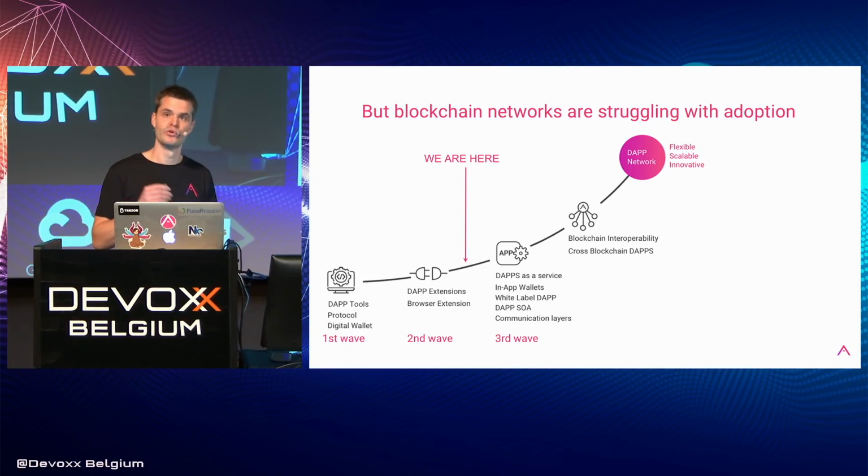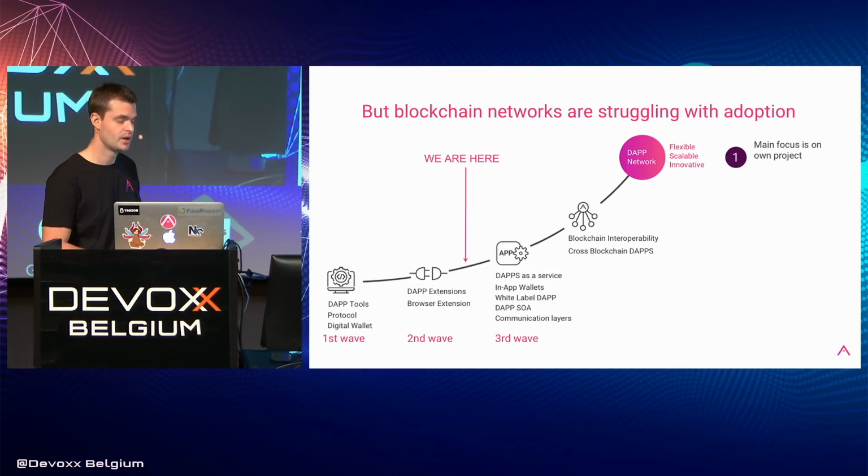In the future, we would like to see more dApps that are being offered as a service. They are already available right now. It's just not easy to start using them. Probably they will have some kind of in-app wallets, really more focusing on the service level. Of course, we will need to go to blockchain interoperability, where blockchains can start communicating, and it's possible to start creating decentralized applications across blockchains. And in the far future, all those decentralized applications can start working together to create a real network of decentralized applications that are flexible, scalable, and innovative.